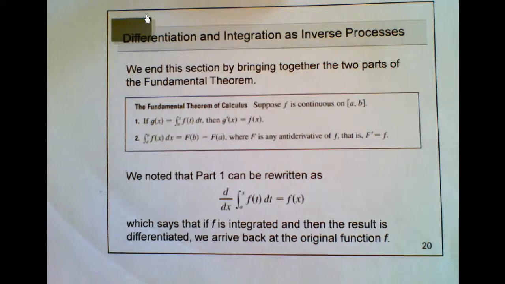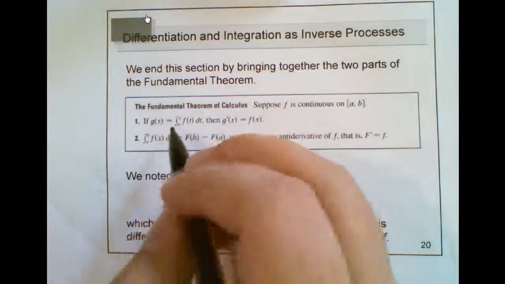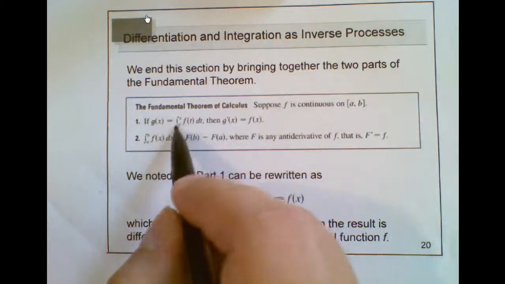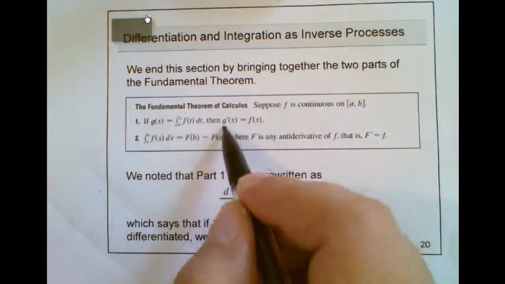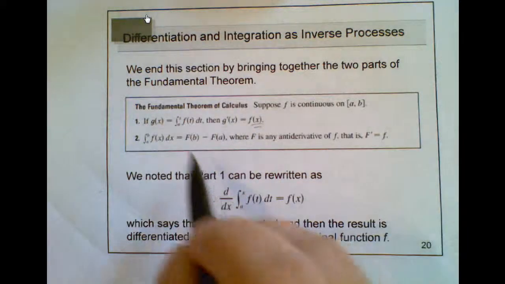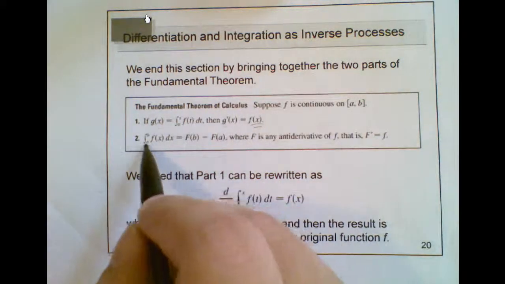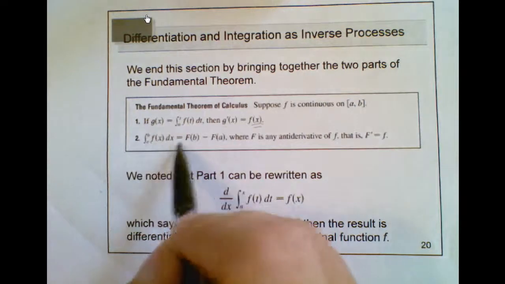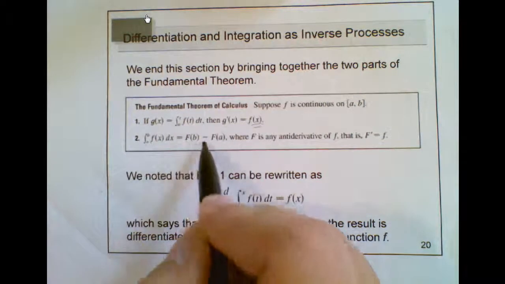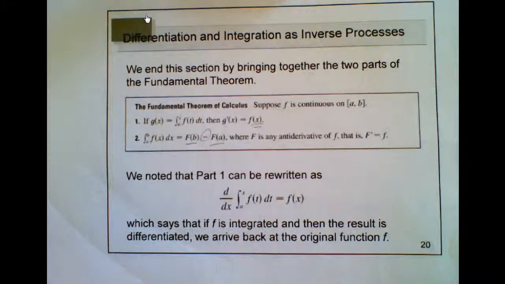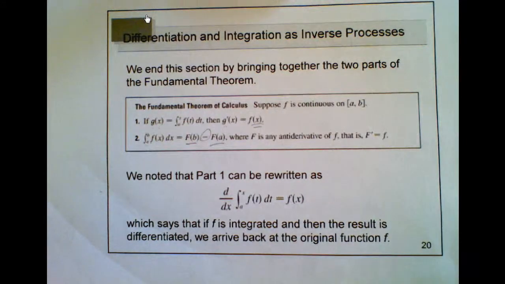Okay, so let's just summarize the two parts. We have that if a function is the area so far, then the derivative of that area function is the function itself. And we also have that if we're trying to find the area under the curve between two values, then that is simply the difference of the antiderivative evaluated at those two, where the function is any antiderivative. So we're going to pick the easiest one.